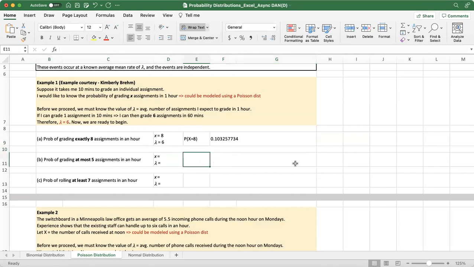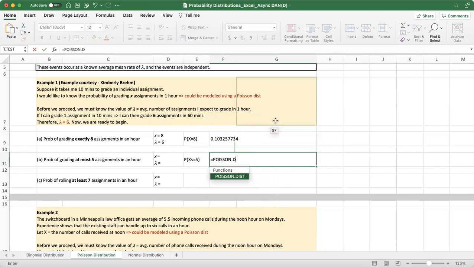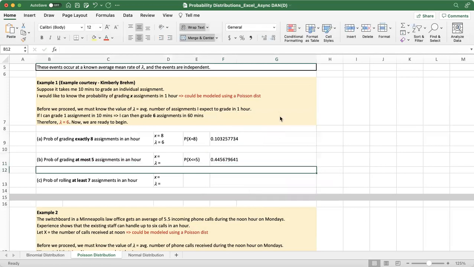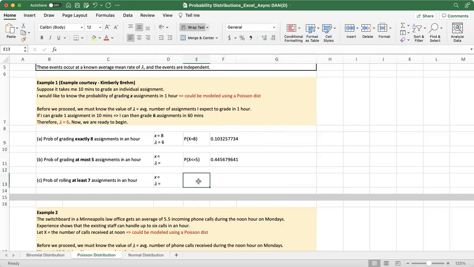Let's look at the next one. The probability of grading at most 5 assignments in an hour, which is probability of X being less than or equal to 5. I could grade 5 assignments or 4 or 3 or 2 or 1 or 0. So all numbers 5 and below, I want the cumulative probability for all of them. So this is in a very easy form that I can ask Excel to find. This is Poisson.dist, 5, mean is 6. And I want to say true for cumulative and compute the answer, and that is about 44.5%.